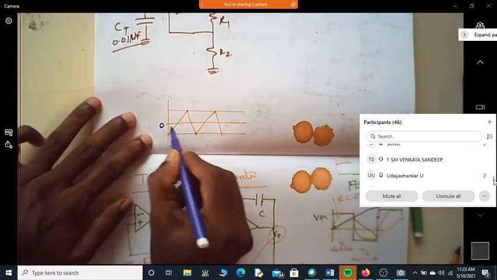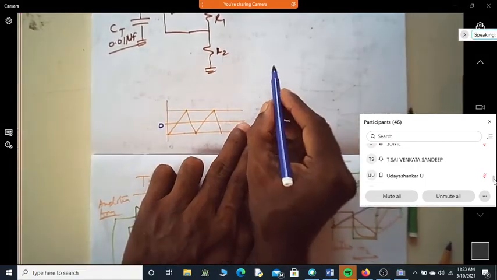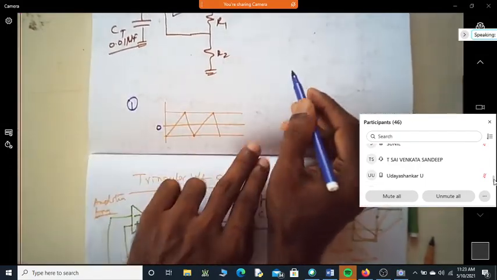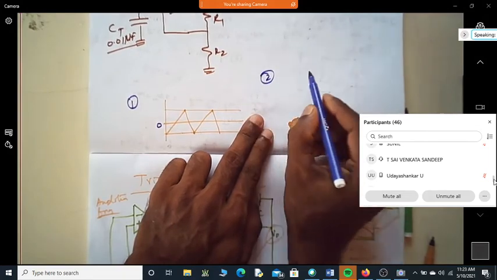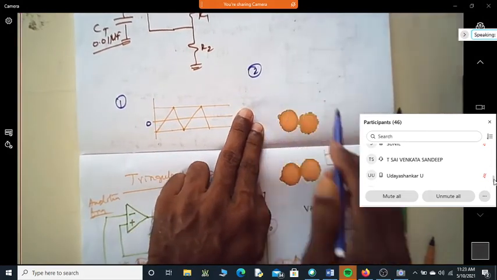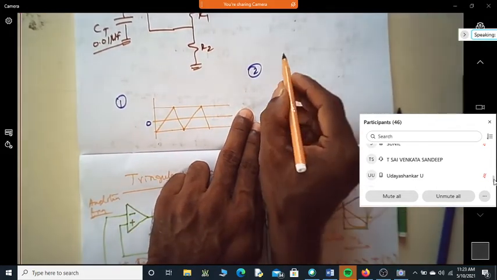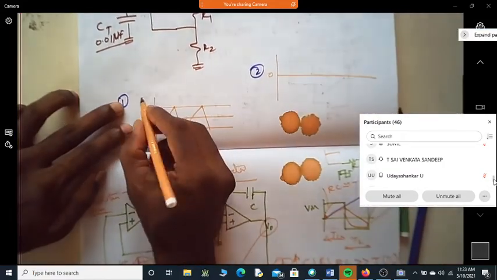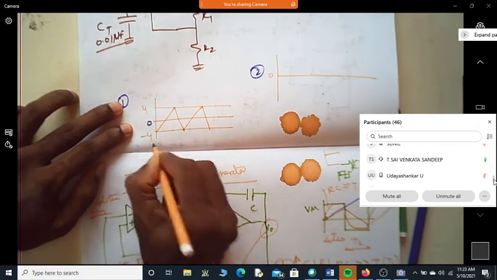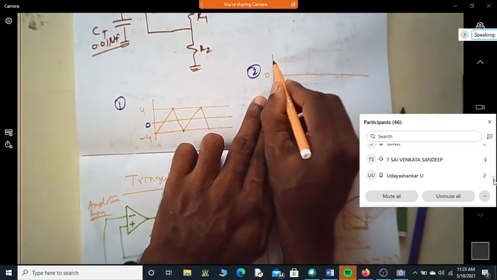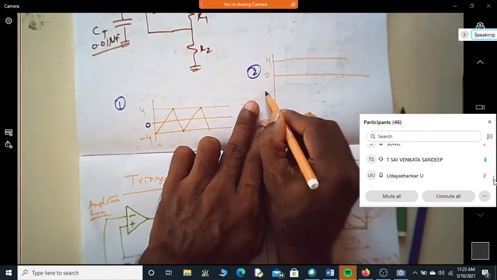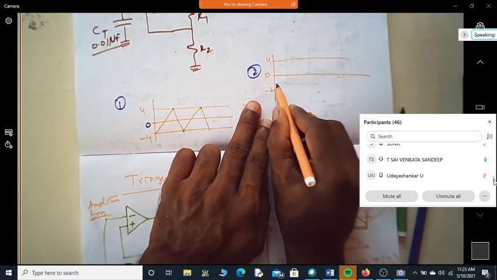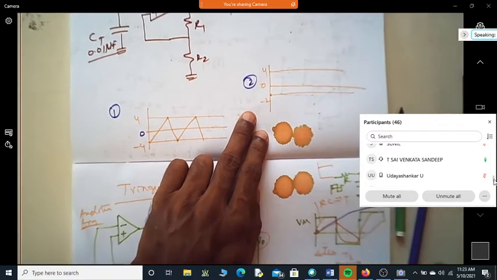Now this is 0. Let me write, okay, this is one category. In the second category, I want to have something like this. This is 0 volt. Okay, this is 4, minus 4. This is 4, minus 2. This is the reference.